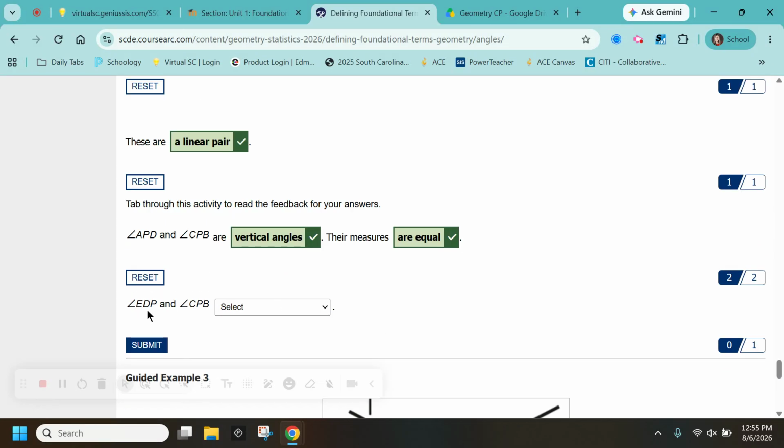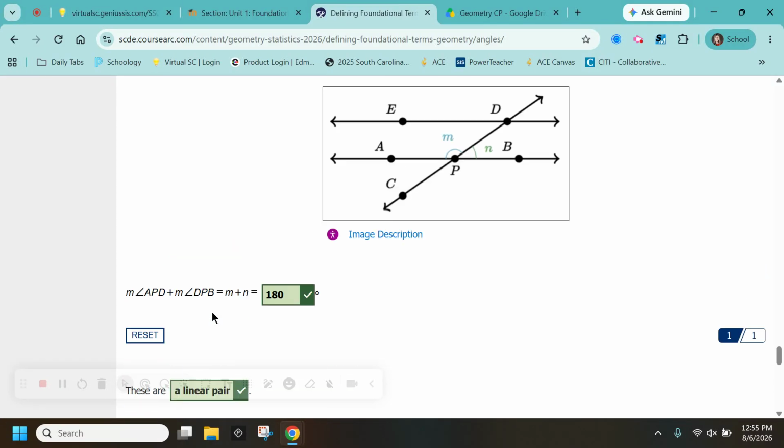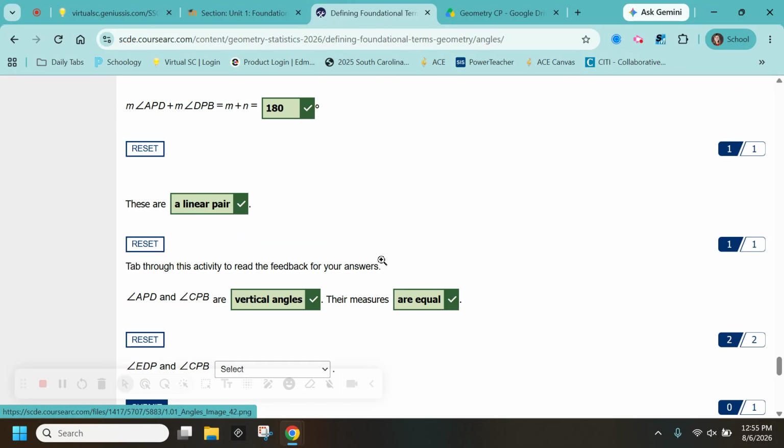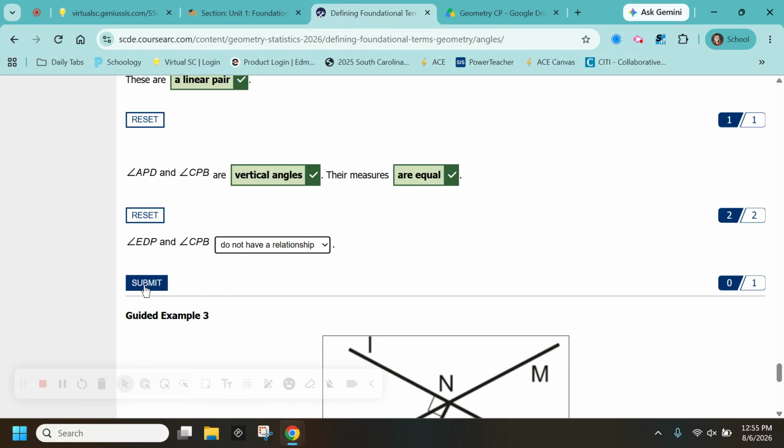Next we have angle EDP and CPB. EDP, so this angle here, and CPB, this angle here. They're not any type of angle relationship, so they don't have a relationship.